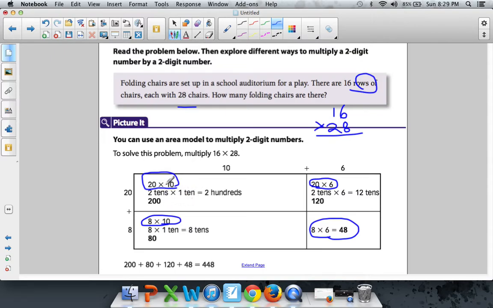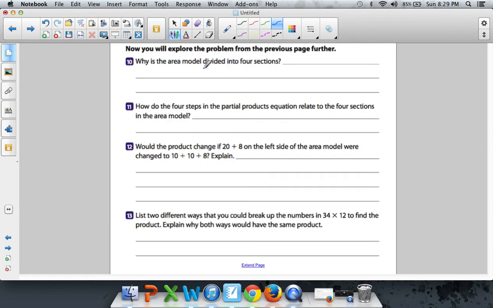So 20 times 10 is 200. 8 times 10 is 80. 20 times 6 is 120. And 8 times 6 is 48. They took all those answers and put them on the bottom, added it up, and got 448. So, why is the area model divided into 4 sections? We just talked about it. Write it in your own words. It's because they want you to multiply all the different numbers by each other, and there are 4 different numbers: the 10, 20, the 6, and the 8.